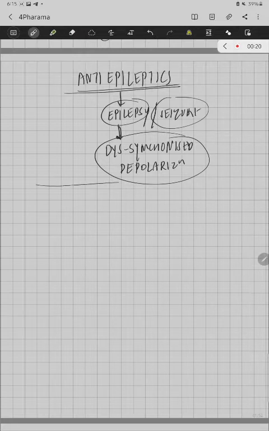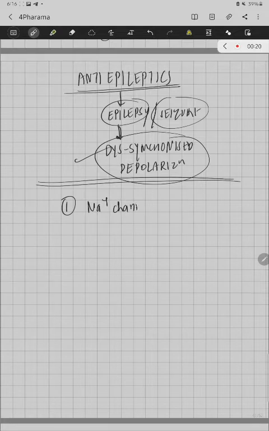So, we all agree that epilepsy is basically a depolarization of neurons. So, depolarization of neurons, we have to stop the depolarization. What could be the mechanisms by which we can stop this depolarization? First, obviously, everybody knows that depolarization is mainly due to sodium channel influx. So, we can stop this sodium channel influx by using sodium channel blockers. So, one of the main mechanisms by which anti-epileptic drugs act is by sodium channel blocking property.